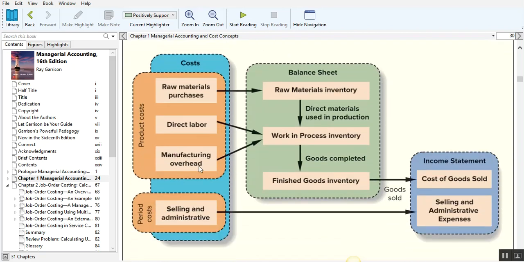So here's how the costs that are classified as product costs will show up on the balance sheet. In a manufacturing environment, we're going to have raw materials that will go into raw materials inventory. These are product costs. We have direct labor and manufacturing overhead that go into work in process. And then when those goods are completed and we have finished goods, they're going to come out basically and be in the cost of goods sold.